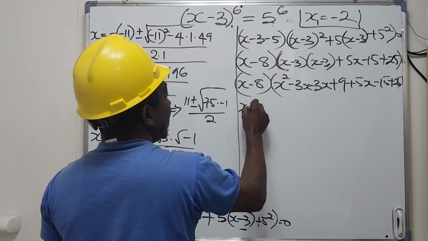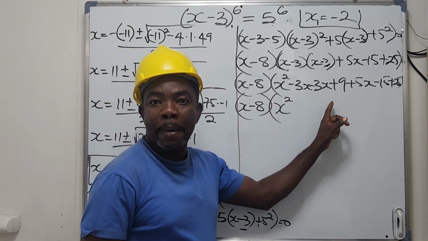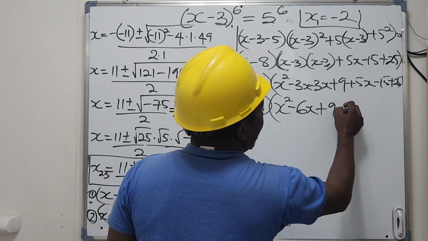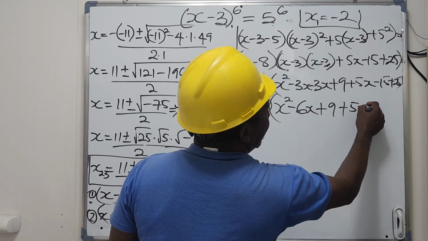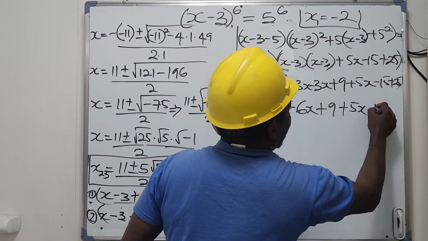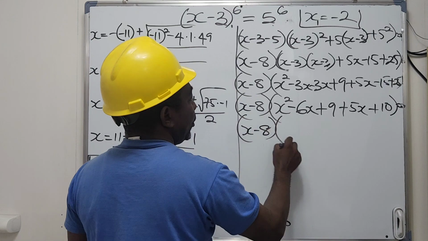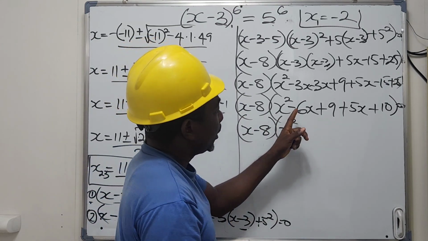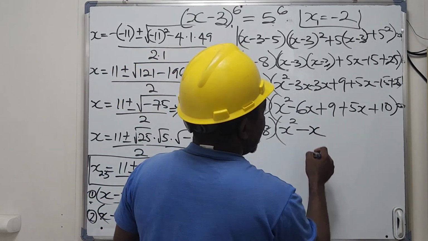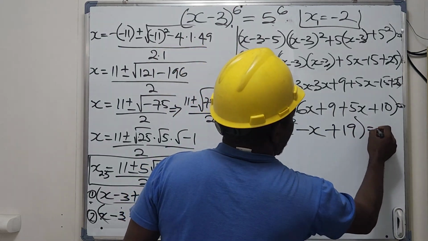So here will become (x minus 8) into x to the power of 2. We have minus 3x minus 3x will become minus 6x. We have here plus 9, plus we have here 5x. Then we have minus 15 plus 25, that will become plus 10, all equals 0. This will become (x minus 8) into x to the power of 2, this becomes minus 6x plus 5x becomes minus x. So we have here 9 plus 10 will become plus 19, all equals 0.